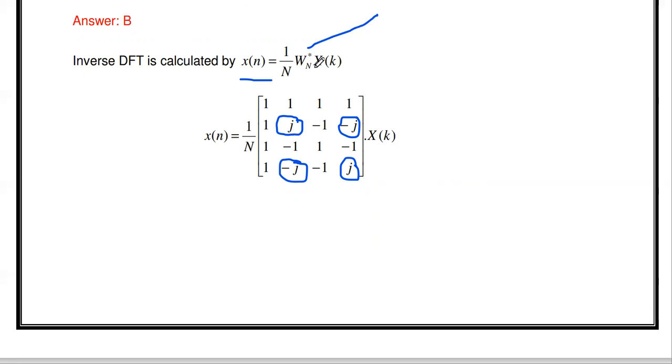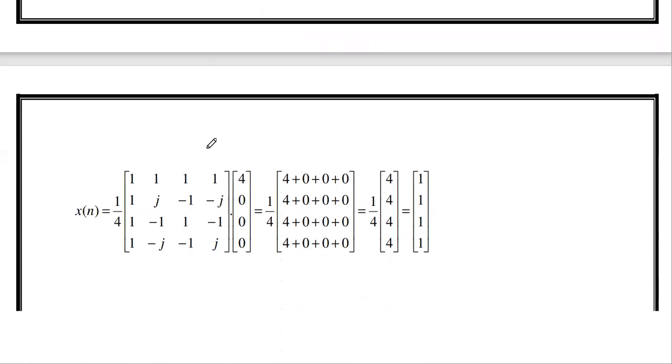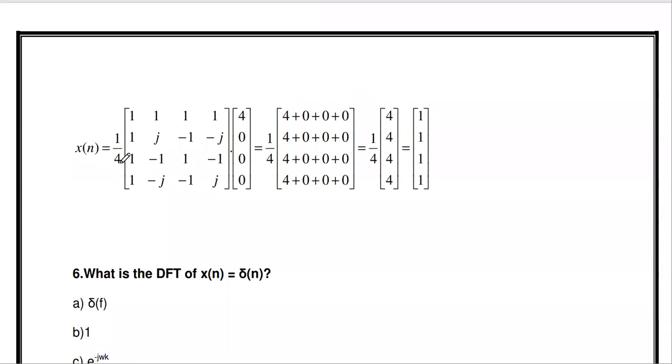So this is the Wn complex conjugate. You just multiply the Wn complex conjugate with the given X of k, and divide the whole answer by N, which gives the small x of n. So x of n equals 1 divided by 4. Here the capital N value is 4, and you write Wn complex conjugate multiplied with the given X of k. What is the given X of k?